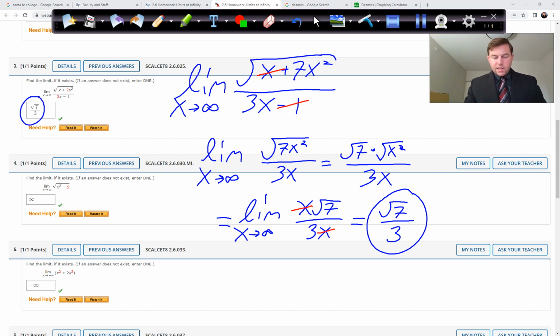Little more complicated because it's kind of hard to see. You can't just grab the 7 and 3 like maybe we did in the last problem. You have to make this argument that the square root will actually simplify. Okay, for 4.